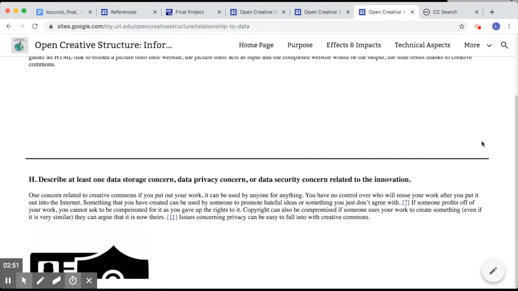One concern related to Creative Commons is that if you put out your work, it can be used by anyone for anything. You have no control over who will reuse your work after you put it out into the internet.